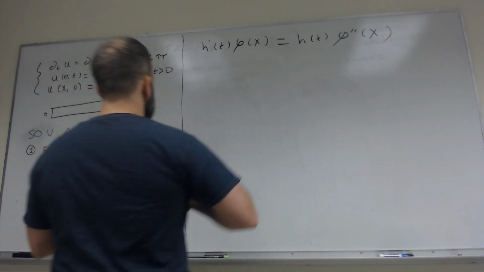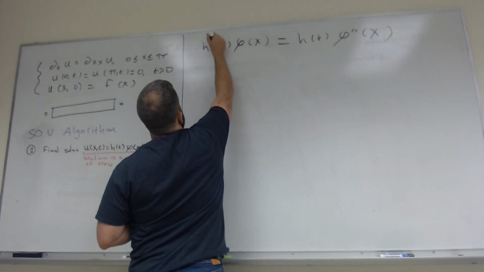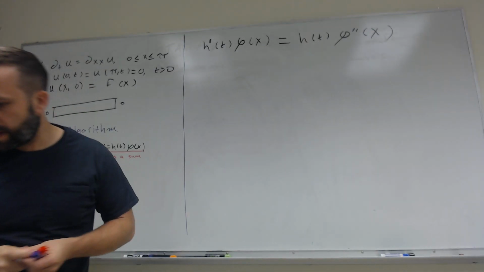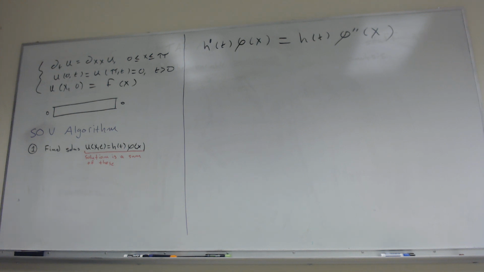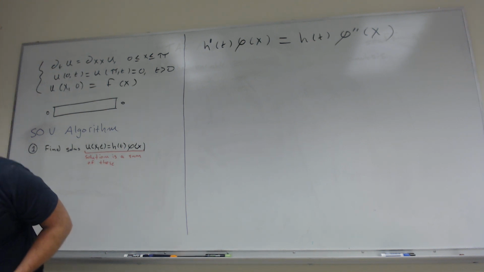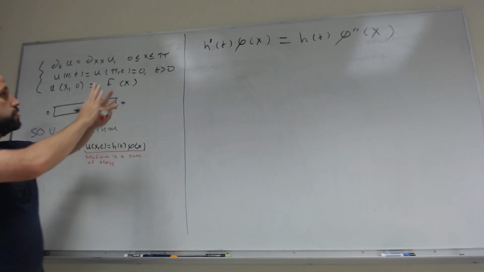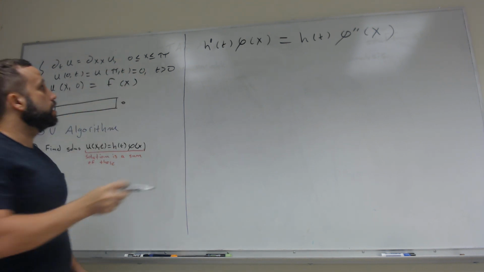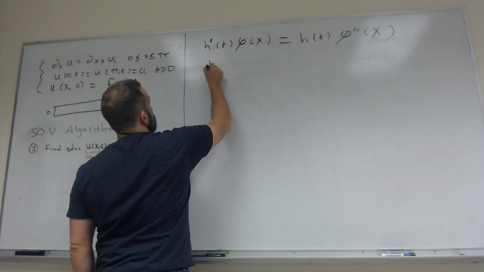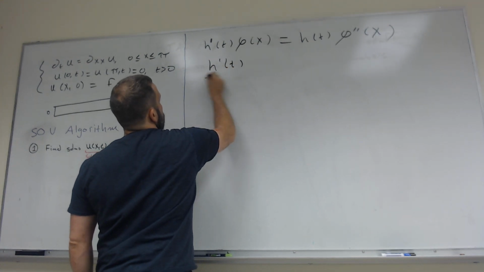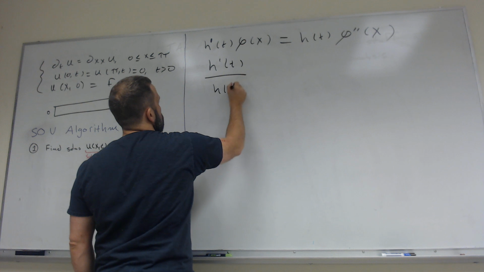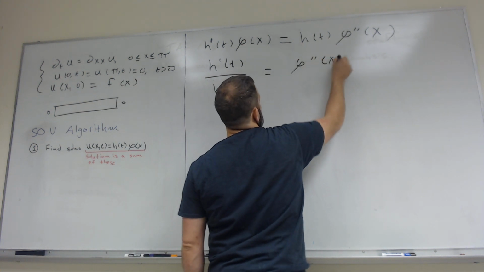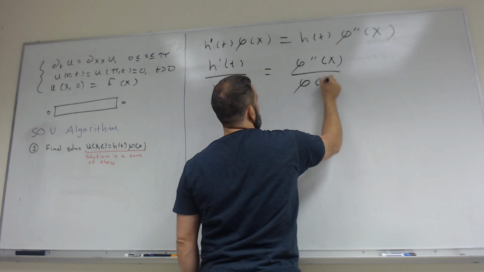All right, so this is h prime of t, and this is phi double prime. Okay, so let me get my notes so I can make sure I'm lining things up right. Okay, so now what we're going to do is rearrange this equation. When we rearrange this equation, we're going to get h prime over h of t on the left, and on the right-hand side, we're going to get phi double prime of x over phi of x.